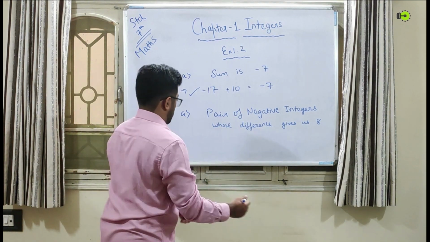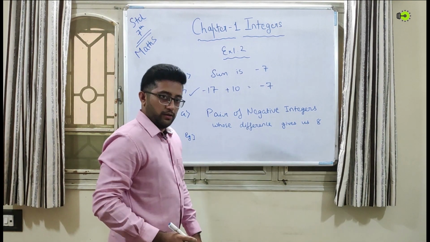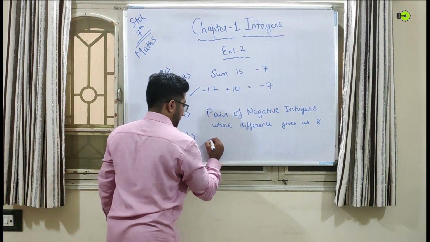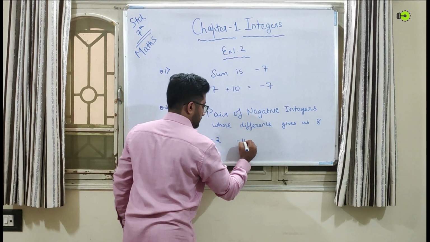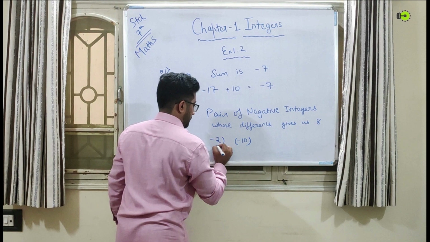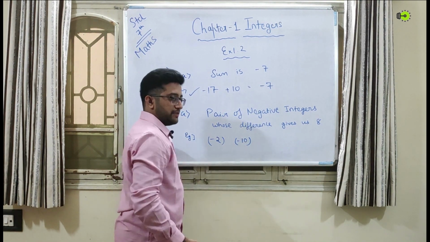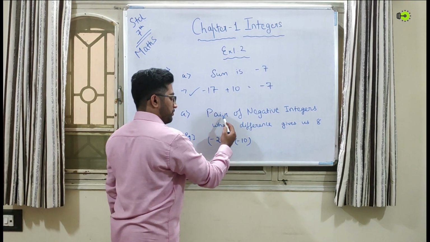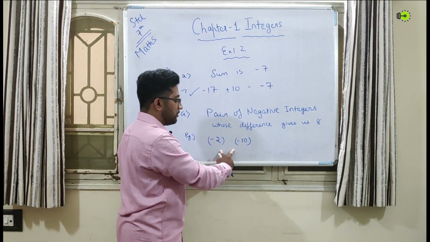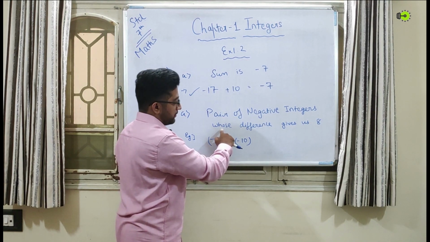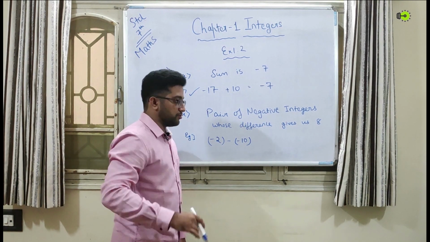So now if we take minus 2 and minus 10, these first two numbers will satisfy our first condition, that is, there must be a pair of negative integers. So these are two numbers which are negative in sign, and whose difference, that is subtraction, must give us 8.